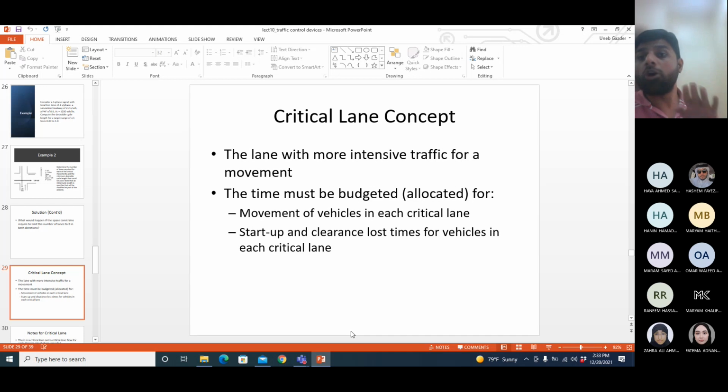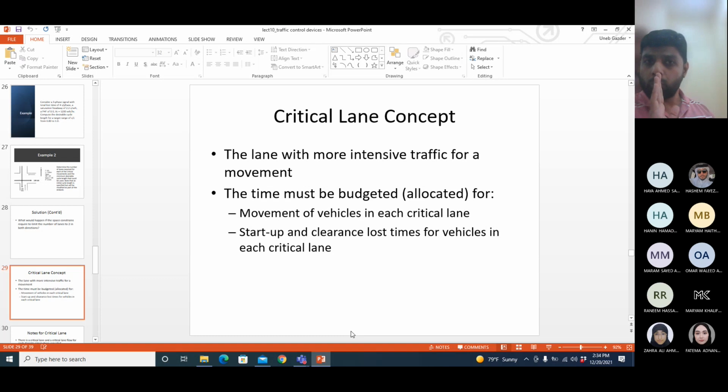But what if you have two lanes and the difference between their volumes is not so high? In that case, even the lane having less volume can be considered more intensive, and can be considered the critical lane. How is this possible? For example, you have vehicles going straight, and you have vehicles turning left. Now obviously, or vehicles turning in any direction.